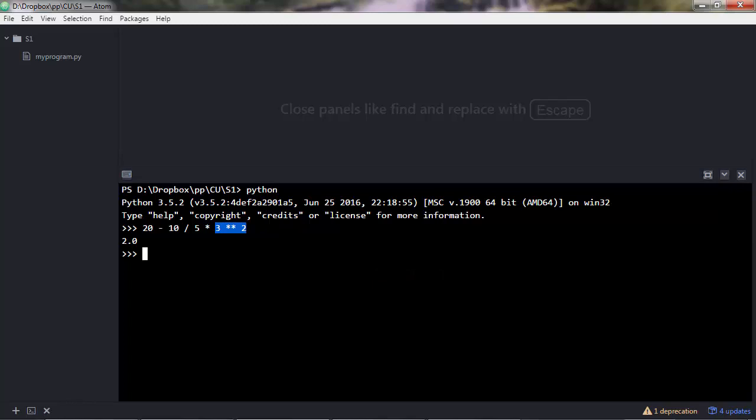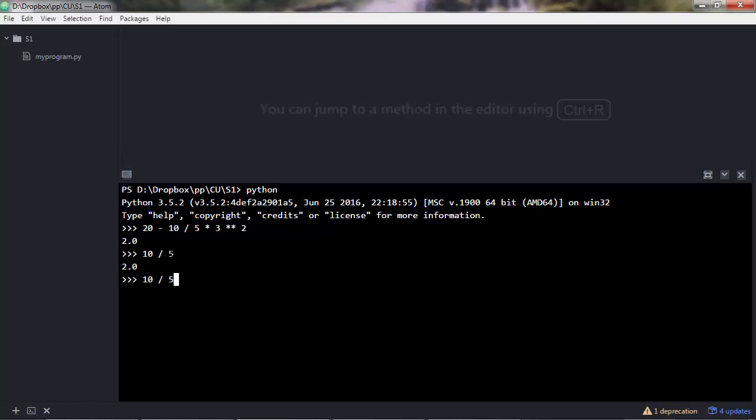And then we have the rest of the operators, which could be a plus or minus. So in this case we have minus, and so 20 minus 18, we have 2.0. And so you'd ask why we have 2.0, because 10 divided by 5 gives 2.0. So division outputs a float in Python 3. If you are on Python 2, it would output an integer.